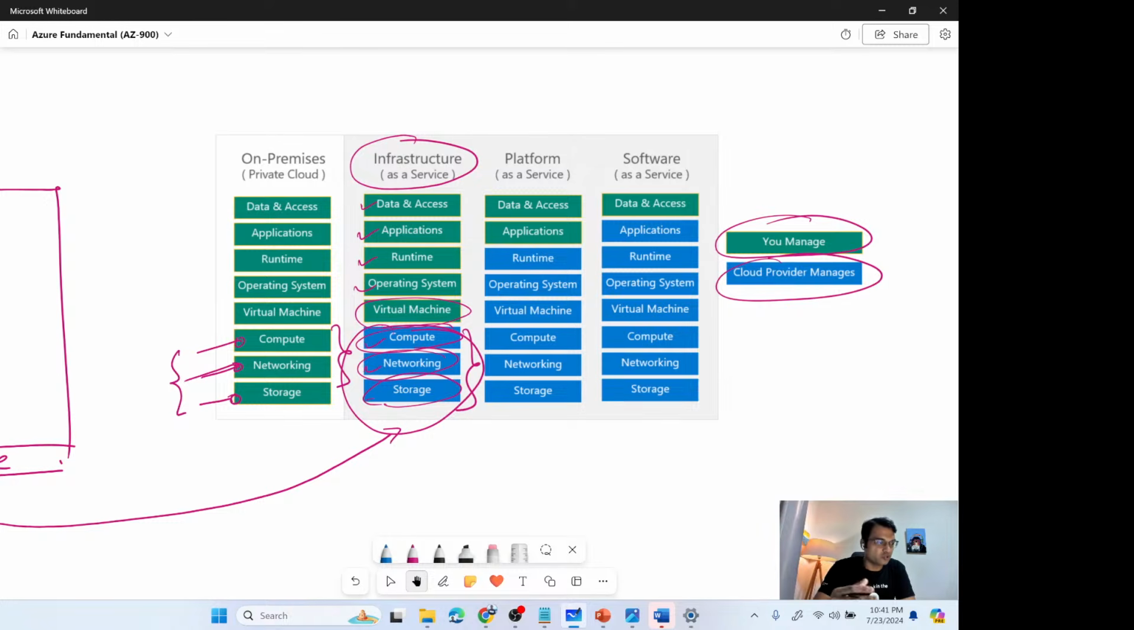Look at it this way. Only you know the credential to log into the machine. Even Azure doesn't know that. So you have full control over there. Now, if you were to compare this IaaS to on-premises, you realize that on-premises Bella was having to do everything, right? Bella was having to do everything.